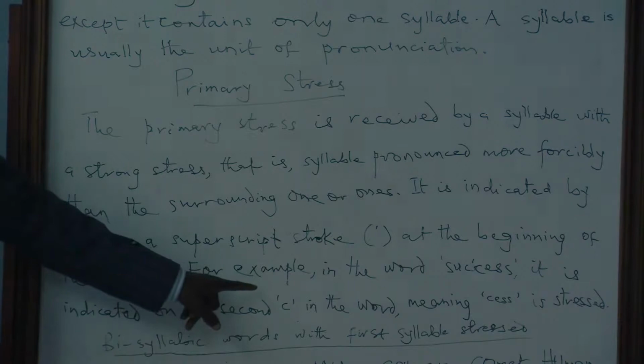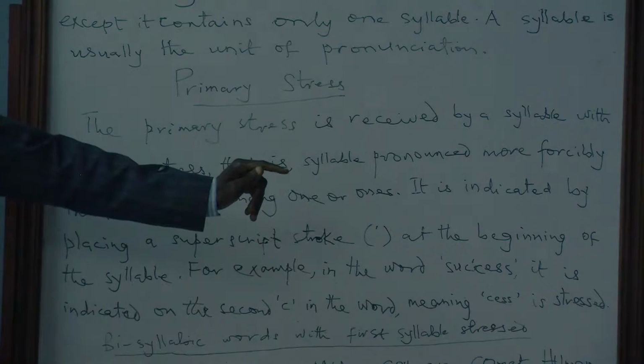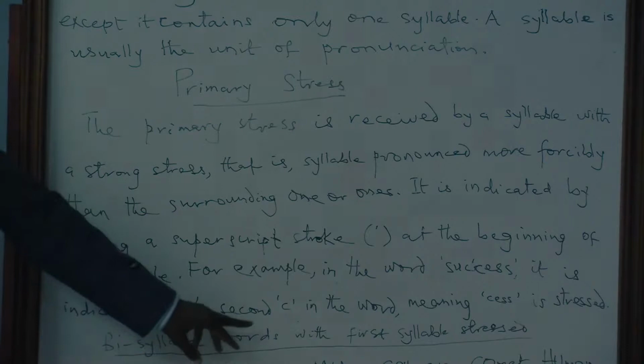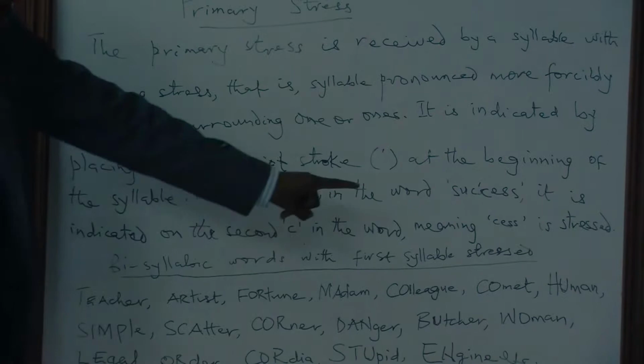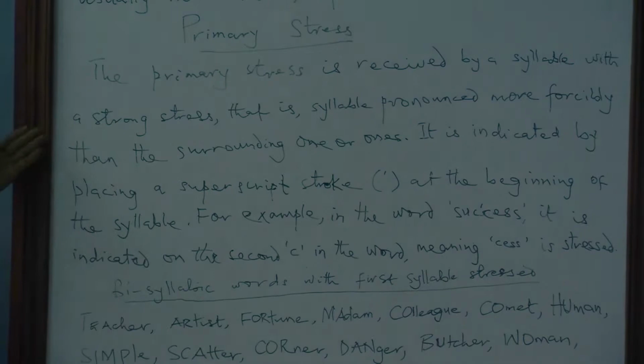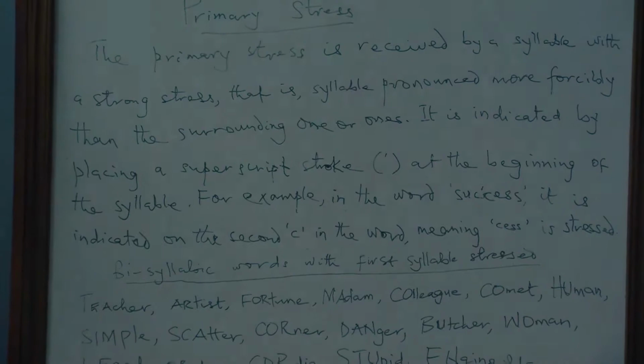Now, for example, the word success, which some people pronounce wrongly. Of course, we don't have that in English. So it is indicated on the second C, starting the stressed syllable in the word. It means C-E-S-S is stressed, while the first syllable is secondary stress, it's not stressed. So that is it. Now we first of all want to look at some bisyllabic words with the first syllable stressed.